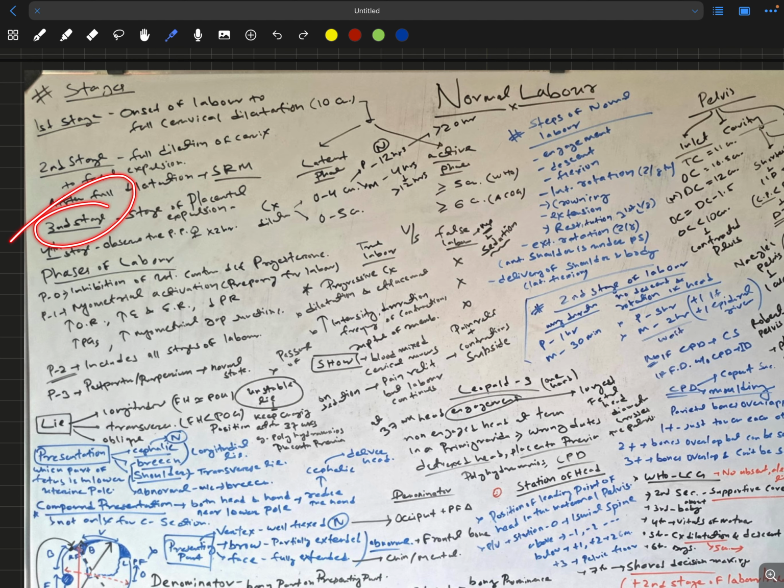And what is the third stage? Third stage is the stage of placental expulsion. And the fourth stage is observation of the postpartum female for 2 hours. It's called fourth stage of labor.